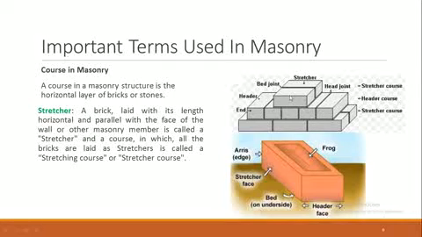And these are various types of joints. These horizontal joints of mortar are called the bed joints, and these vertical joints are called the perpends.